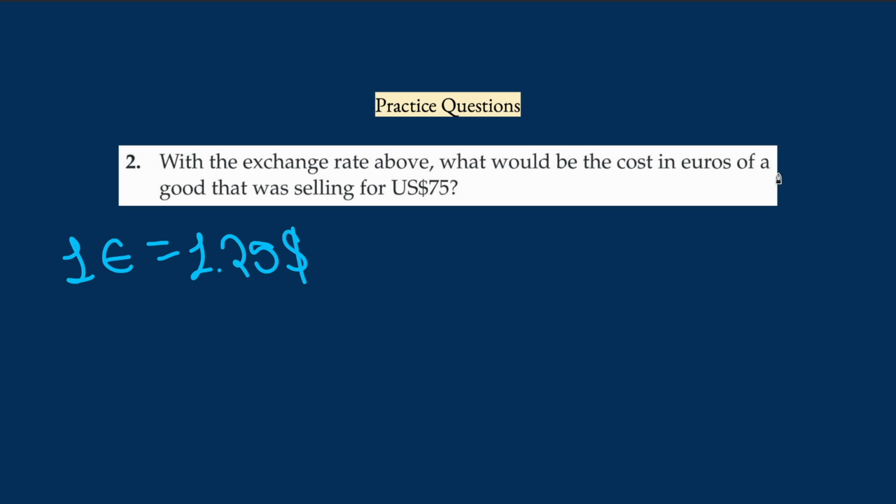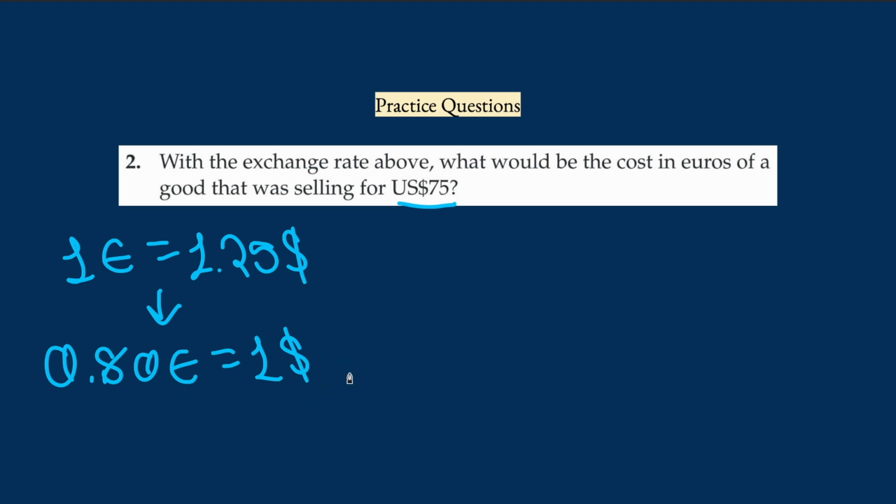What would be the cost in euros of a good that was selling in the US for $75? What we're going to do is first, because the good is being sold in US dollars, go back from converting 1 euro to 1.25 US dollars to finding $1 in terms of euros, which, given in the question before, was 80 cents. 80 euro cents equals 1 US dollar. Now we can multiply each side by 75 in order to find the price in both US and European currency.